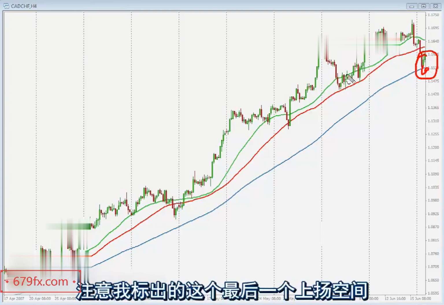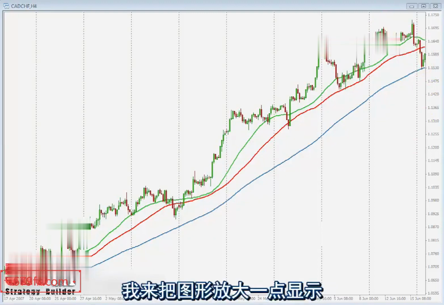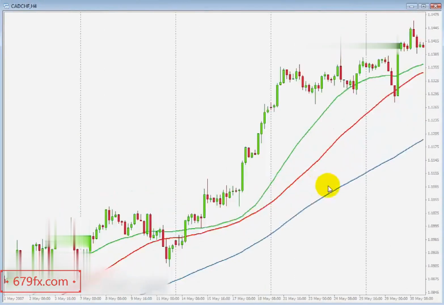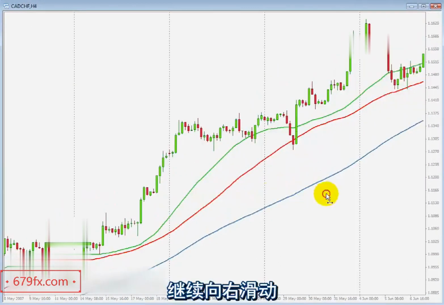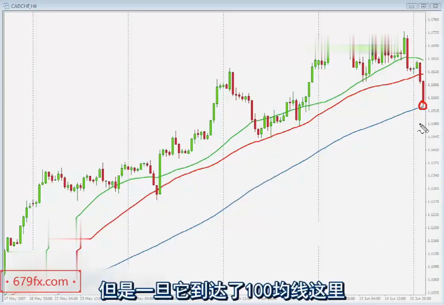Upon the last swing up, which is this one I'm marking right now, we have a retracement right there. And then actually, let me zoom in a little bit, sorry about that, guys. Let's see, I keep scrolling. Full-bodied red bars, against the trend, all the way back to the 100. They indeed touch the 100.